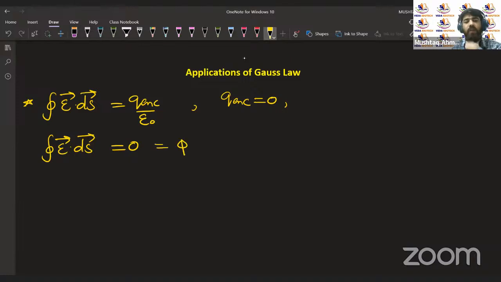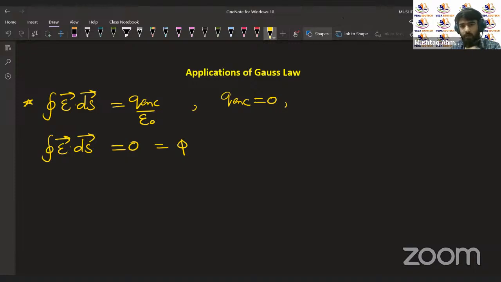So phi total will be equal to 0. It means that the closed integral of E dot ds will be 0. But it's not necessary that this electric field will also be 0, right? This electric field can be non-zero, right? Even if the total flux through the closed surface is 0, it's not necessary that the electric field is also 0.